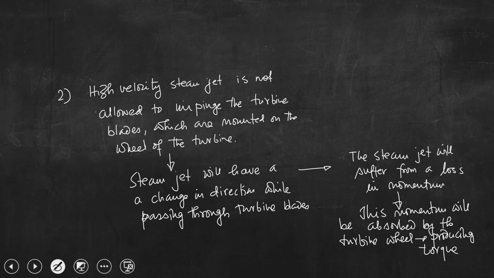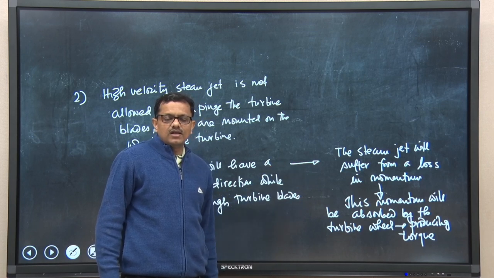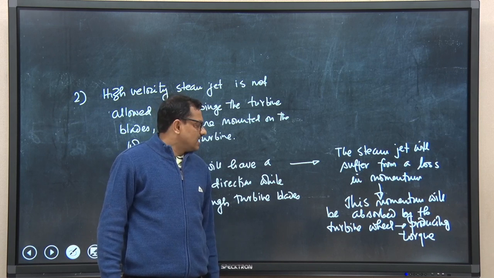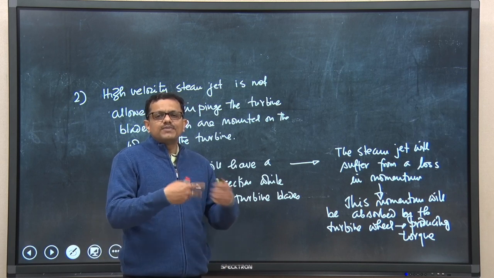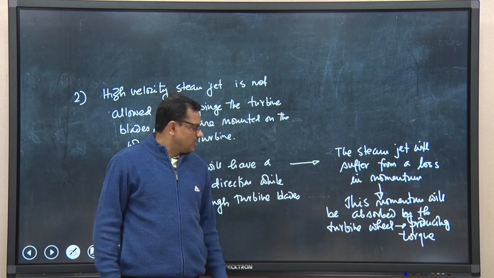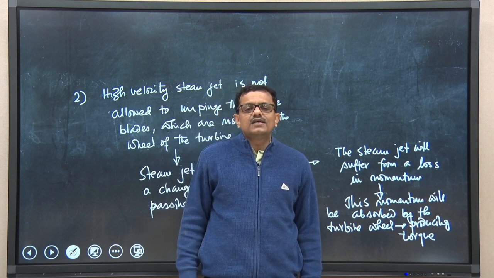So, which is producing torque? Torque will be produced by the steam jet because of some mechanical arrangement. That means steam is allowed to have deflection in its flow path, and because of the deflection in the steam flow, the steam jet will suffer a loss in momentum, and that momentum will be absorbed by the turbine wheel, which in turn will produce torque, and because of that the turbine wheel will be rotated. So, this is how the energy conversion takes place inside the turbine.